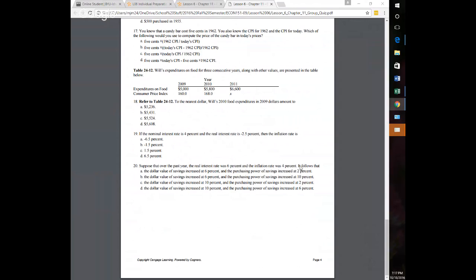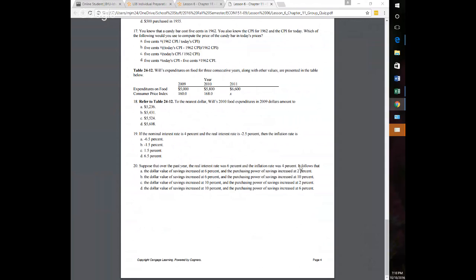I can do 20 if you like. Okay. I suppose here the real interest rate was 6% and the inflation rate was 4%. And I got A, the dollar value of savings increased at 6% and the purchasing power of savings increased 2%. And I got B on that one. I got D. I got D as well.